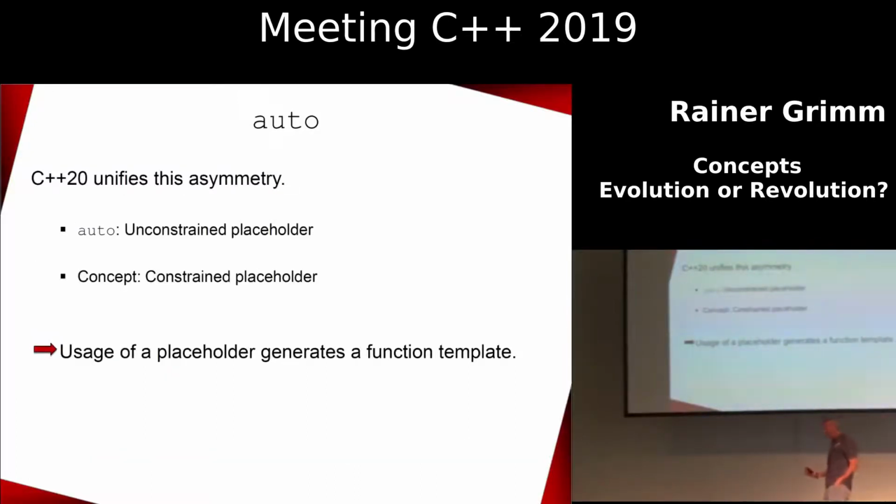Now the syntax becomes a little bit more unified. What do I mean? Now we talk about placeholders. We have constrained and unconstrained placeholders. What is an unconstrained placeholder? You know it, auto. What is a constrained placeholder? A concept. And this is quite nice. So we talk now about placeholders. And let me show you something.